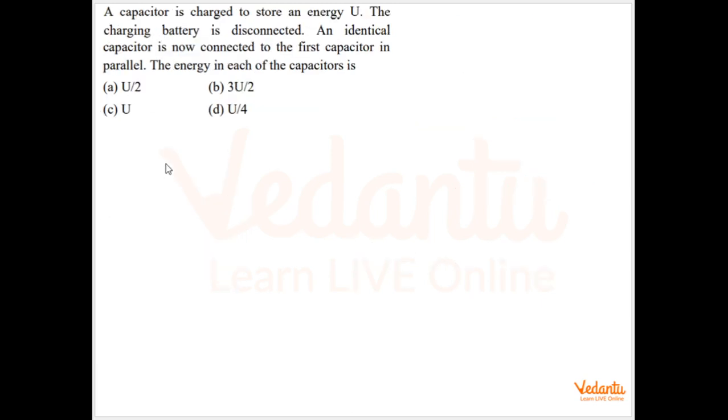Next, my dear bachcha log, is this question. Here initially there is a capacitor which has a charge, which has energy U. So let's say this capacitor has charges plus and minus Q and capacitance C. Its energy beta will be Q square by 2C. Now it is connected to another identical capacitor.